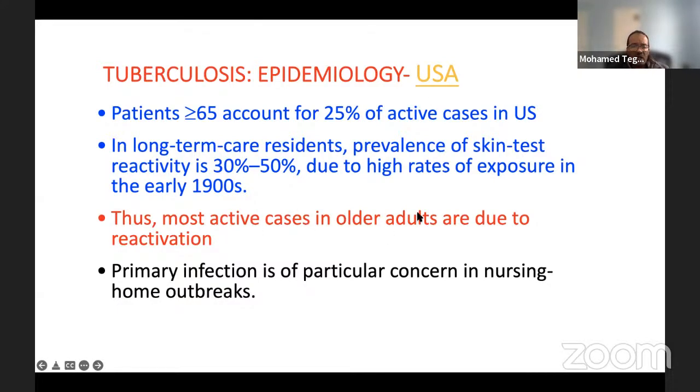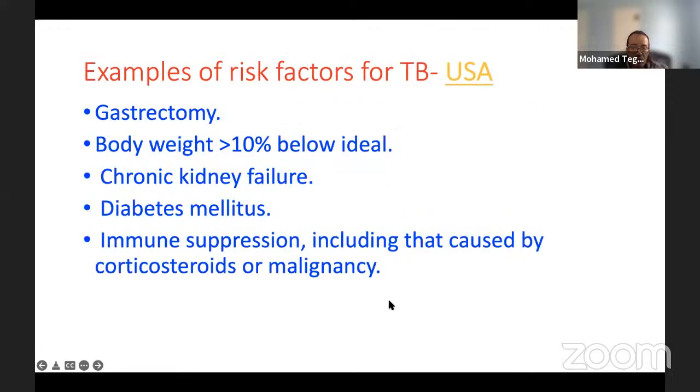Most active cases in older adults are due to reactivation, based on the statistics. There is a very slim possibility of finding an active case of TB here in the United States due to primary infection, but still a possibility there.